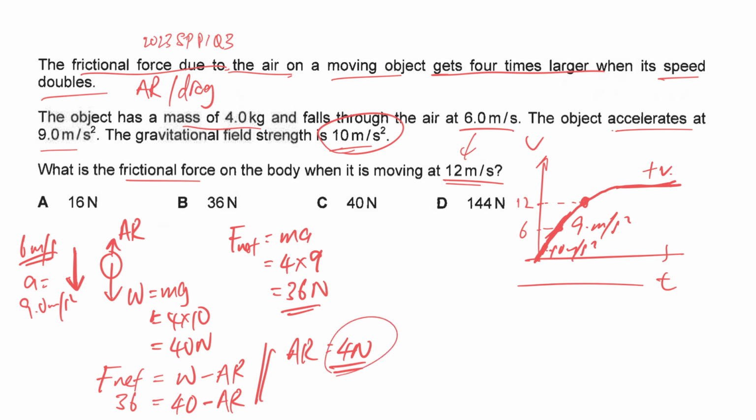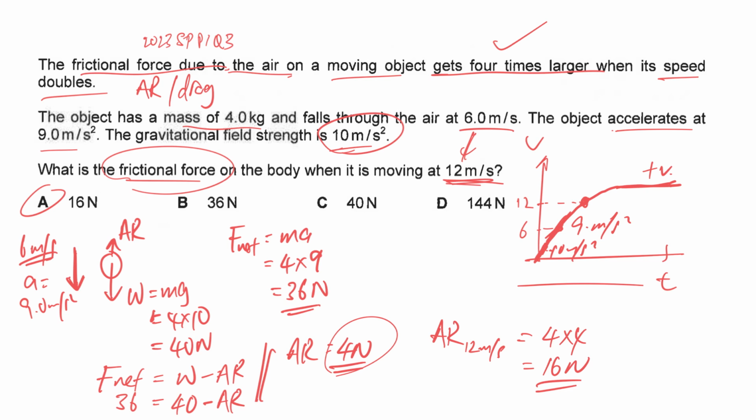With this, you can actually just find the air resistance where the speed is 12 because it's given here. When the speed doubles, the air resistance actually increases by 4 times. So the new air resistance when it's 12 meter per second will basically be 4 times 4 equals 16 Newton. So the answer is A.